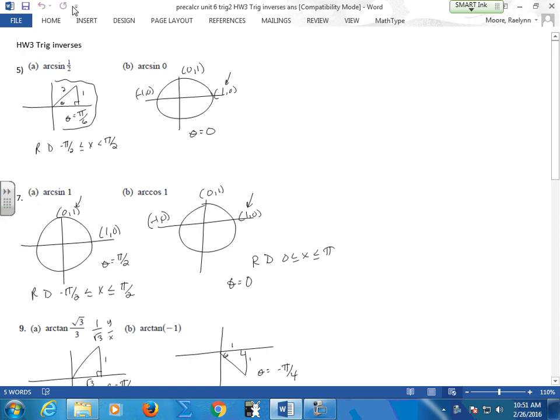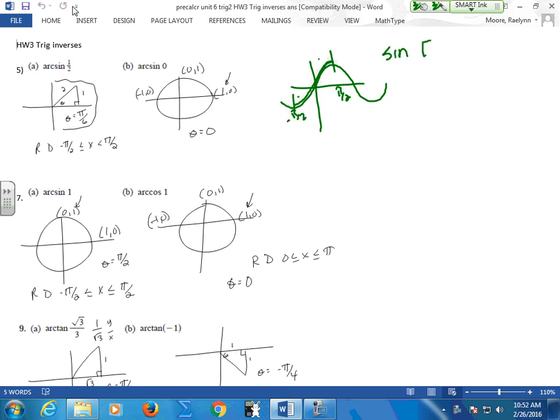Restrictions are... So when we talk about sine, visualize your sine curve. Remember, it's going to come up here, it's going to stop. It's going to go down here, it's going to stop. So look, you have one positive, one negative, from negative pi over 2 to positive pi over 2. So sine has a restricted domain of negative pi over 2 to positive pi over 2.